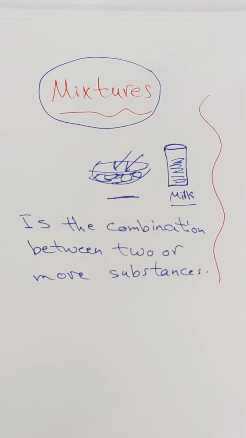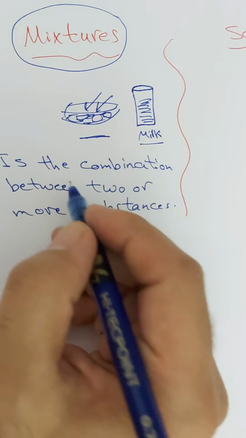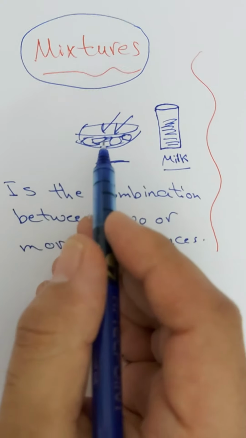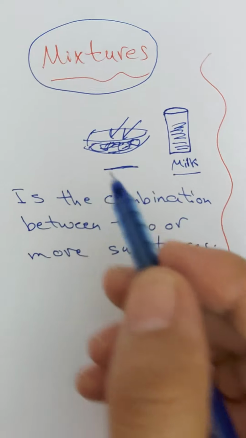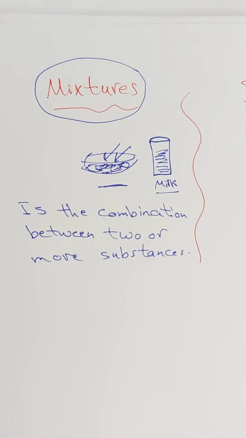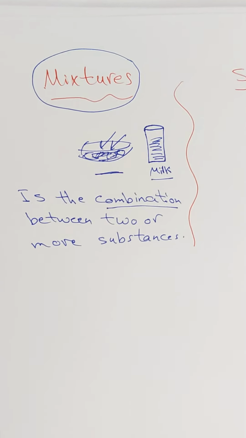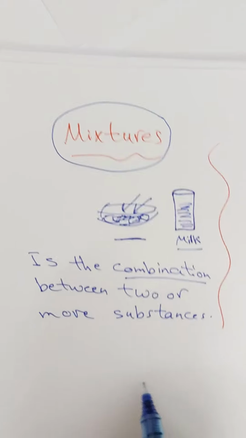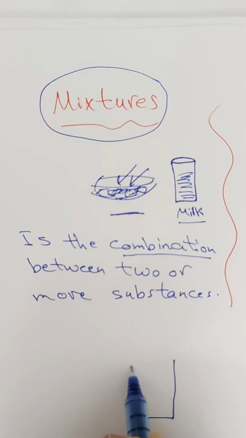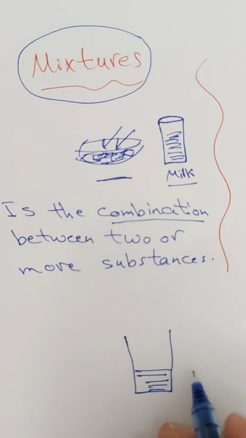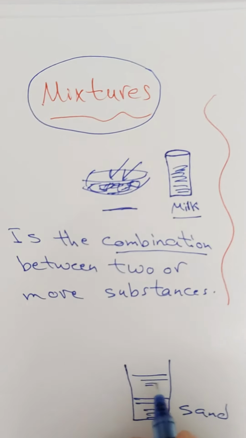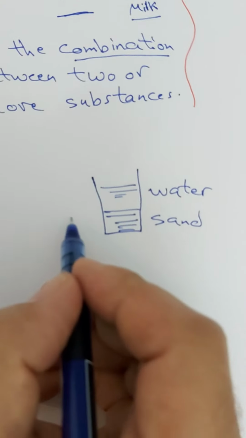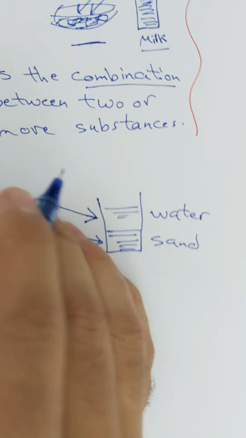So now we know mixtures, they combine, but the identities of each substance will be conserved. So the taste of cucumber will stay the taste of the cucumber. The taste of tomato will stay the same taste. So mixtures means when we mix or combine two or more substances together. If you put, for example, sand with water, sand will stay down and water will stay up, because sand is denser than water. So we can see sand and we can see water.